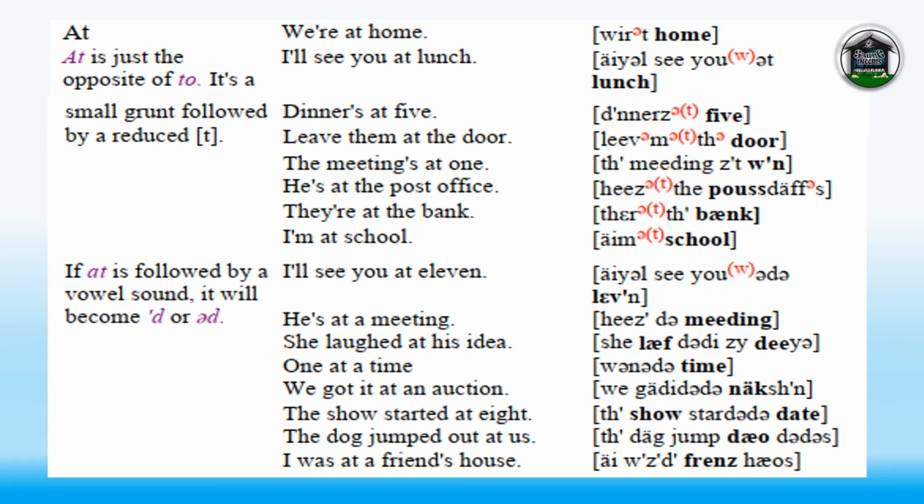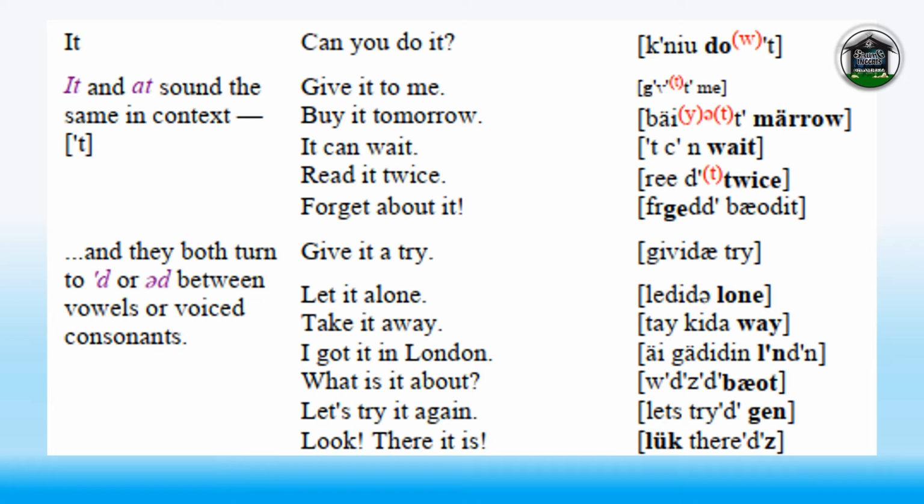One at a time. We got it at an auction. The show started at 8. The dog jumped out at us. I was at a friend's house. It. Can you do it? Give it to me. Buy it tomorrow. It can wait. Read it twice.